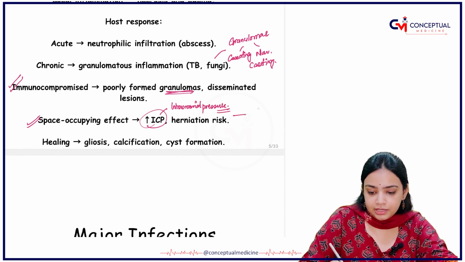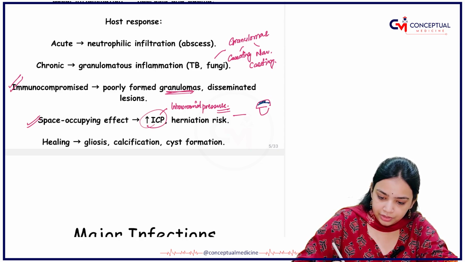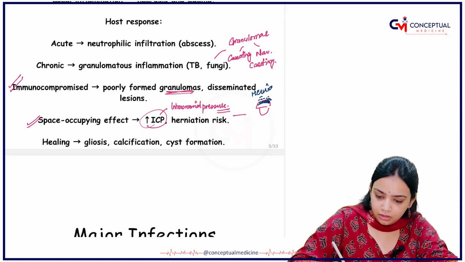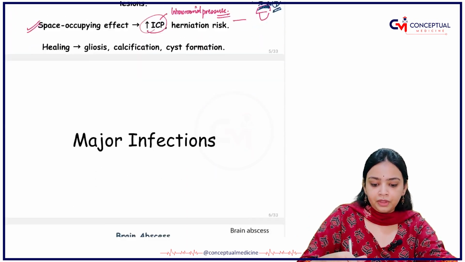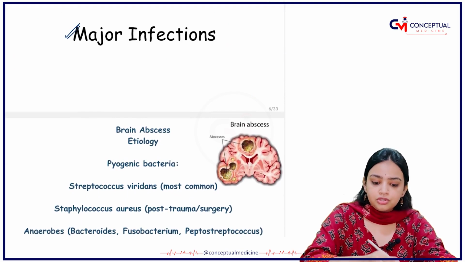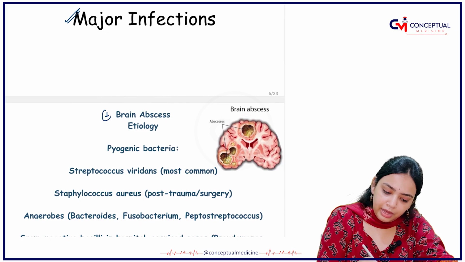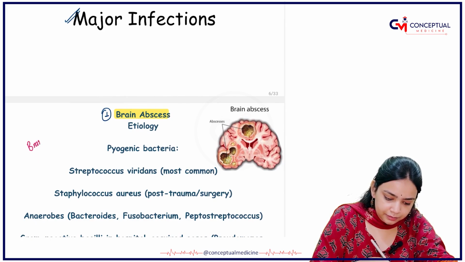When there is an increase in the intracranial pressure, like this is your brain and the intracranial pressure is rising, there are chances of herniation. Okay. Next, what are the major infections you have? Let's study them one by one. The first one that you have is the brain abscess.